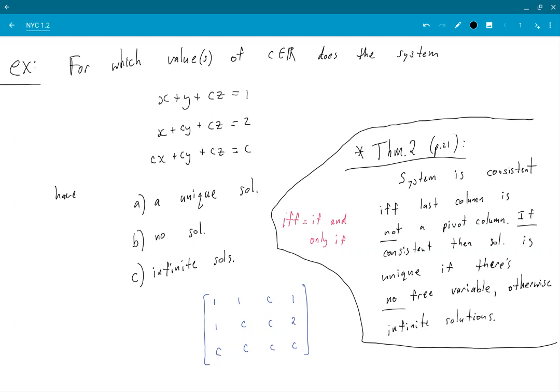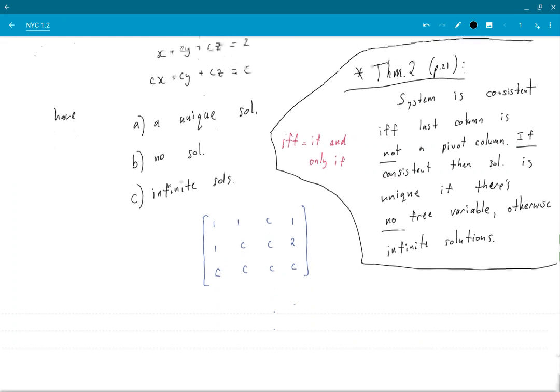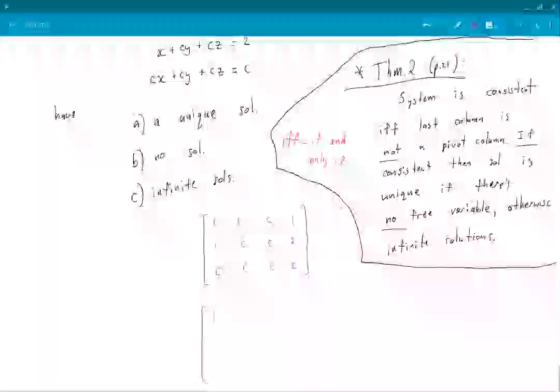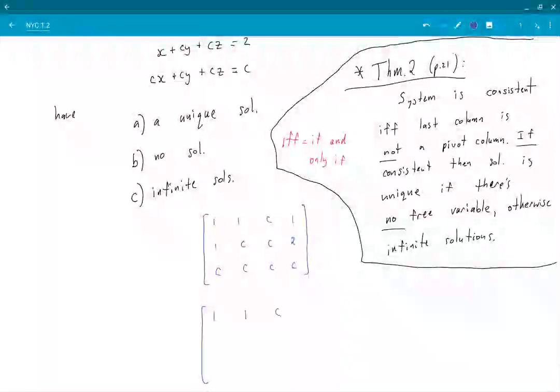Okay, so I had you read theorem 2 here. So to use theorem 2, I just need echelon form. So reduced echelon form, what do I get? Choose my blue. It's a bit too small, a bit bigger. Okay. So what do I do?